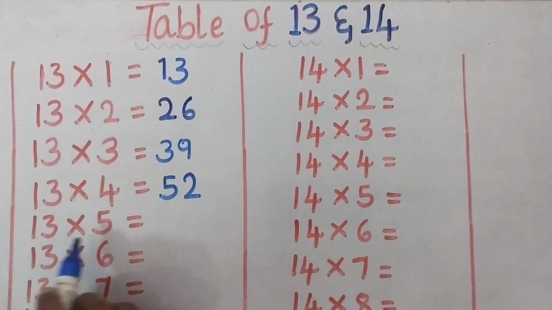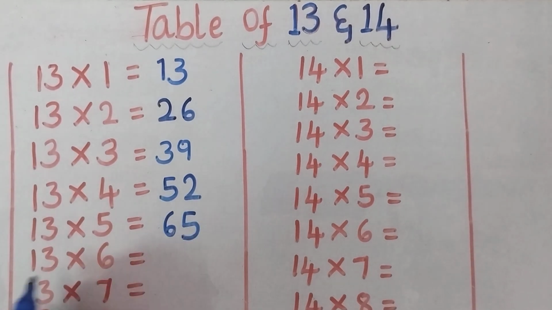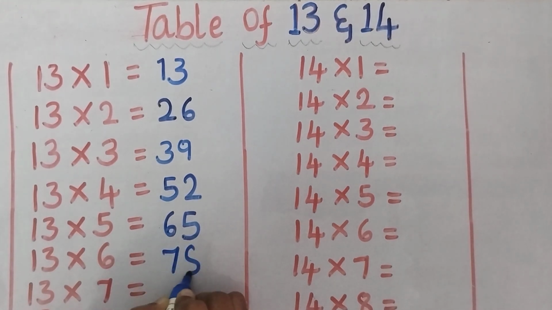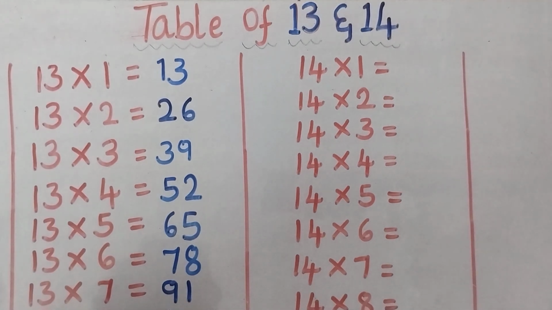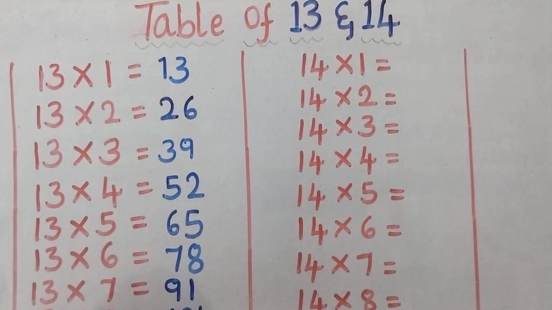13 into 5, 13 fives are 65. 13 into 6, 13 sixes are 78. 13 into 7, 13 sevens are 91. 13 into 8, 13 eights are 104. 13 into 9, 13 nines are 117. 13 into 10, 13 tens are 130.